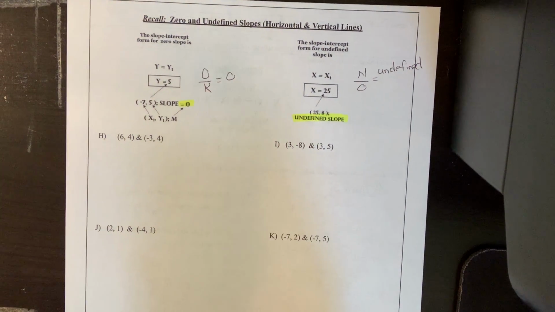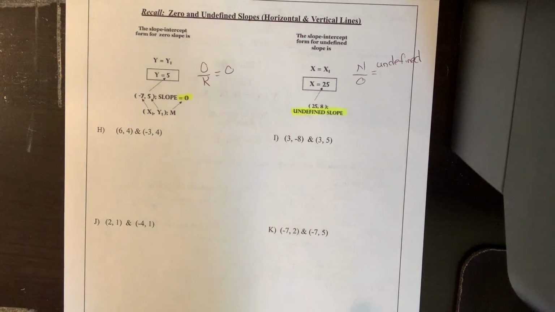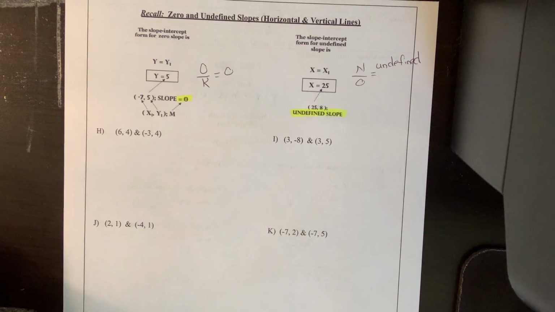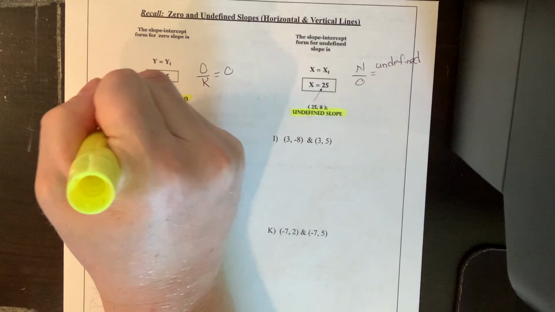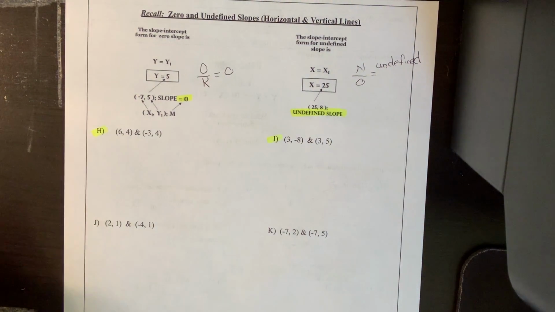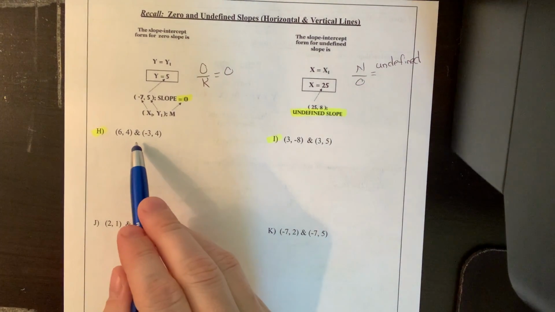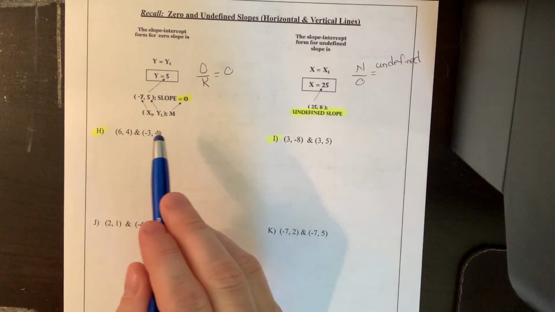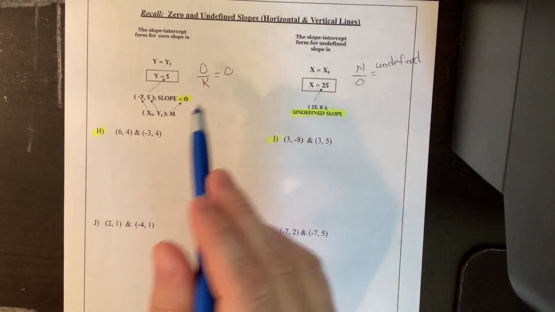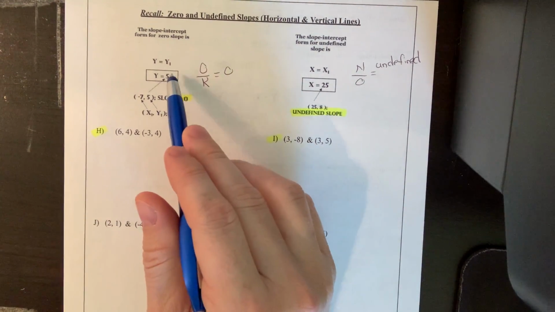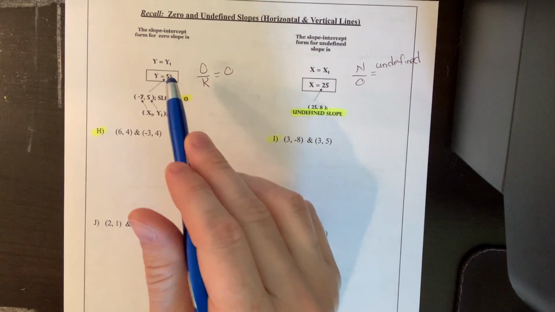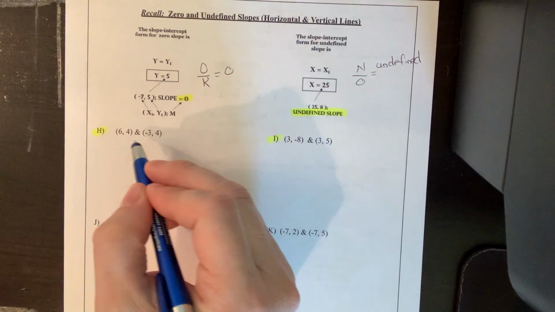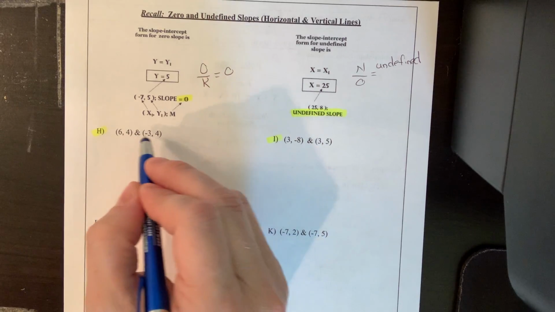So let's do 2 quick examples, and then I'll leave the j and k for you to try on yourself. Let's do h and i, an example of each. Now you get the point 6, 4 and -3, 4. Notice we're going to go through this because these are special cases. All you have to do is remember, if you have a slope of 0, it's going to be y equals a number. Now notice that the y coordinates are both the same.